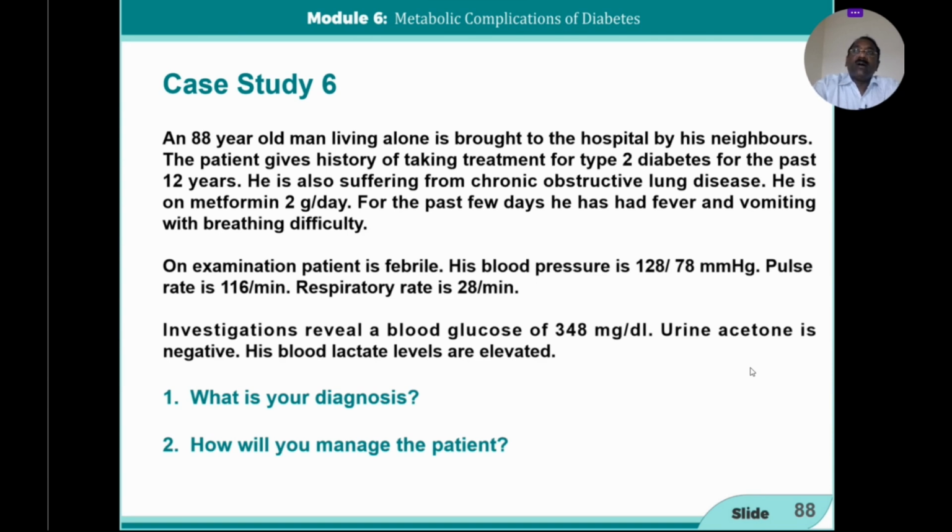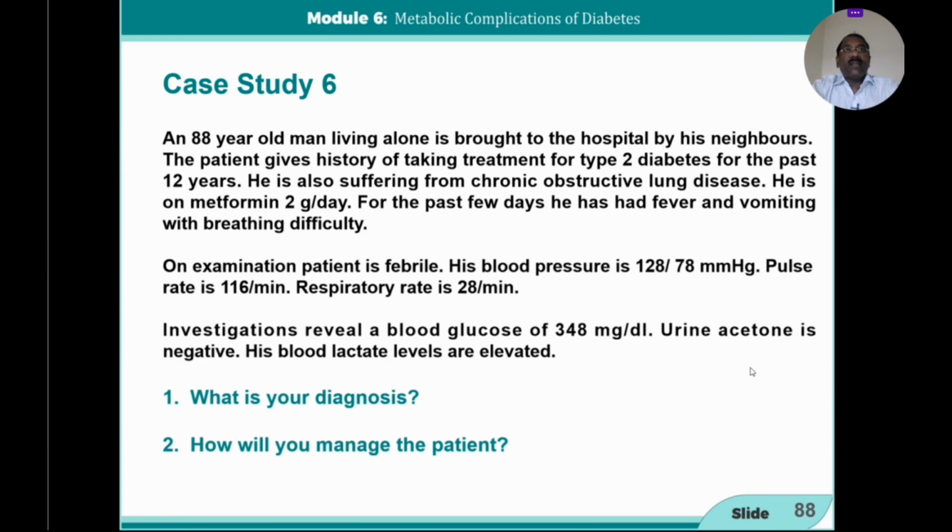So when the patient is on chronic metformin therapy, in hypoxic conditions like COPD, the chances of having lactic acidosis are very high. Check the lactic acid; the lactate levels will be very high. And this is a case of lactic acidosis causing diabetic coma.